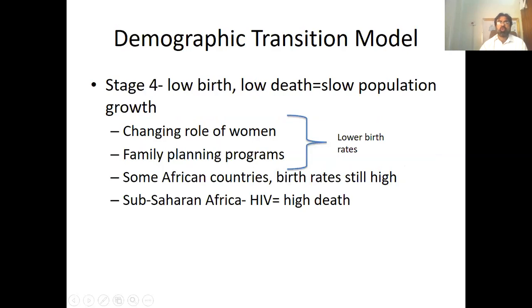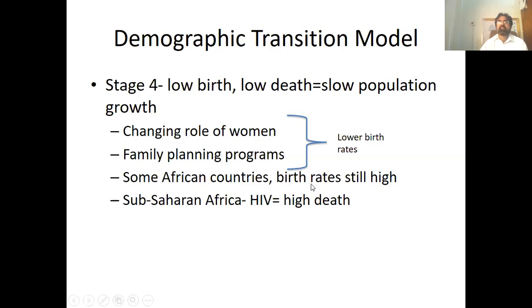In stage 4: low birth, low death, slow population growth, changing role of women. The women changed their role, as in the previous stages they were living at home as housewives, but later on in other stages they started working in the industries. So they changed their role. Because of this changed role, they were not able to produce children. Certain family planning programs were started in different countries of the world. They worked on it, and the families planned for small family sizes.